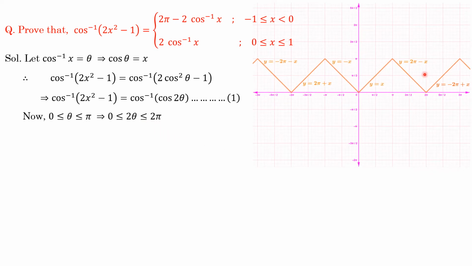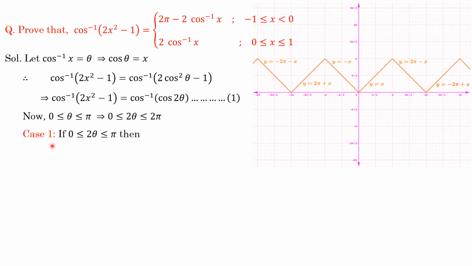You can see here, this is from 0 to 2 pi. It has two branches. From 0 to pi, this is one of the branches, and pi to 2 pi, this is the second branch. So we will take these two cases. For 0 to pi will be one case, and for pi up to 2 pi there will be the second case. So we prove this part-wise.